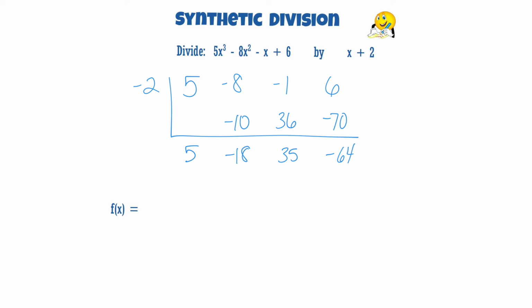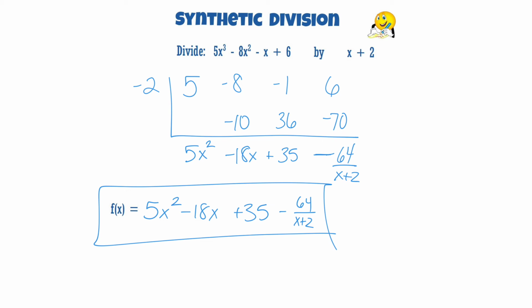It's okay. All right, so since the original was a cubic, we know this is going to be a quadratic. So 5x squared minus 18x plus 35. And it's actually going to end up being a minus the remainder over the divisor x plus 2. So really, I'm writing it up there, but I should be writing it down here. Clean it up down here. That's the result of the division.